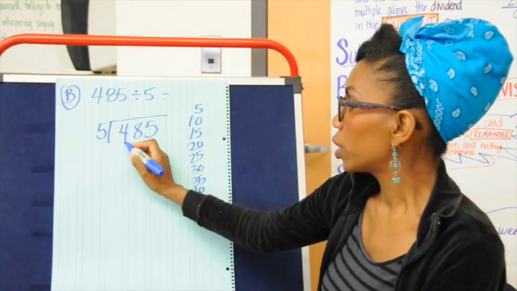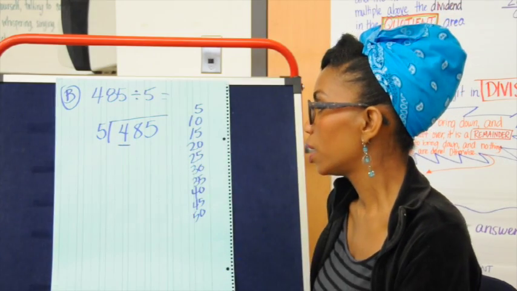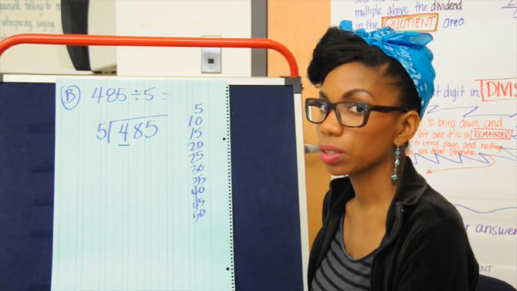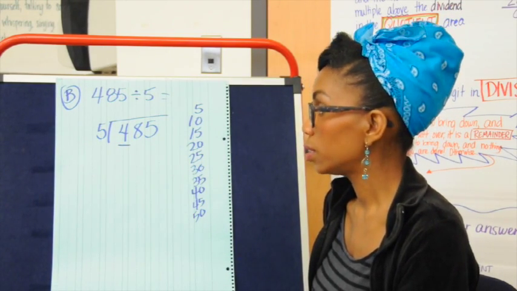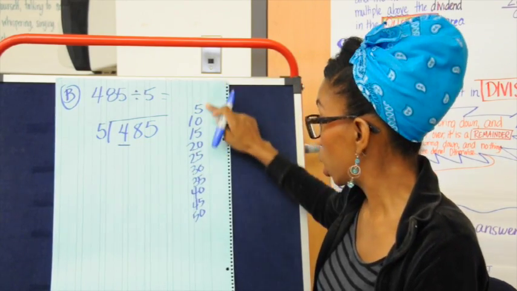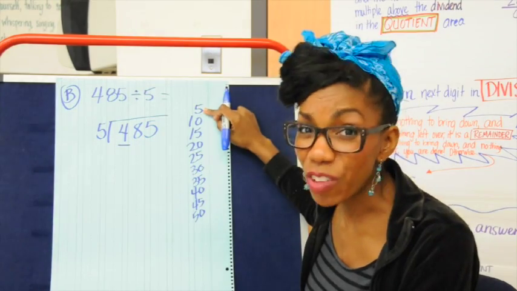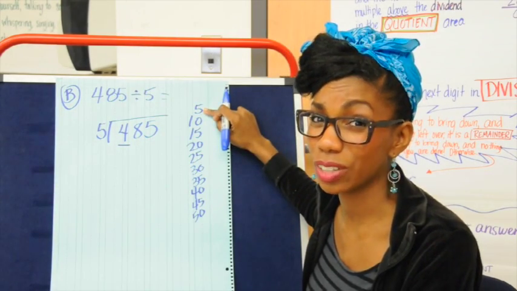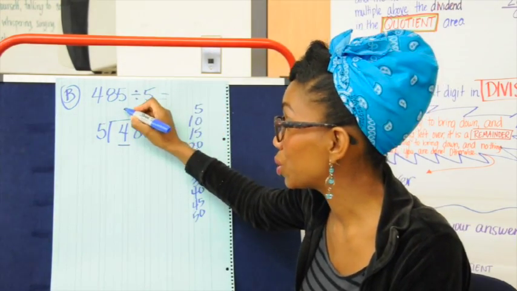So now I look at the first digit. Which multiple of 5 is closest to 4, but not greater than 4? If I go to 5, I'm past 4. So guess what? I'm going to put a 0 here.